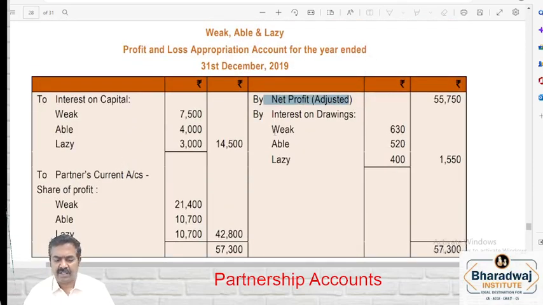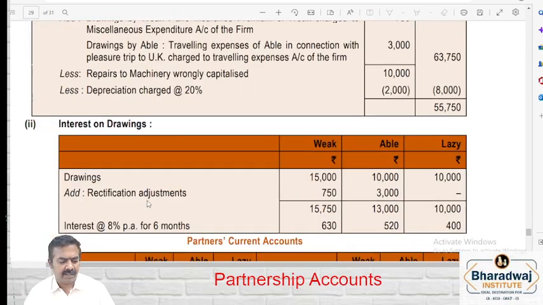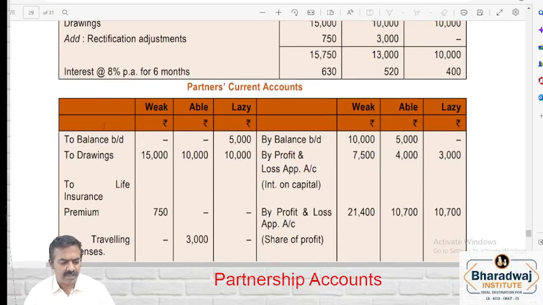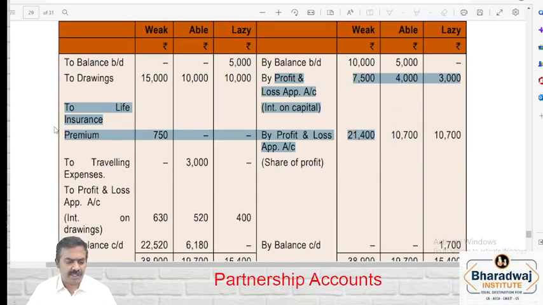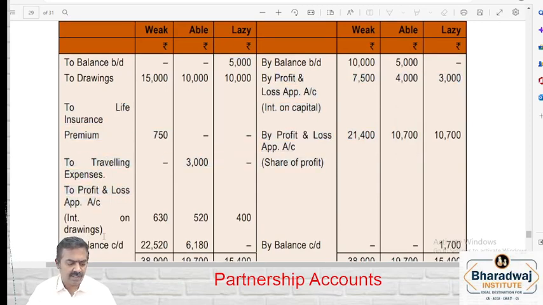Net profit after adjusting this one, interest on drawings to which one? Interest on capital. There is no salary, no commission, nothing. Then the balance would have been shared amongst partners. They would have prepared the interest on drawings workings, 8% per annum for 6 months on the money. Then they would have prepared the partners' current account. Two partners will have a credit balance, one partner a debit balance. They would have recorded interest on capital, share of profit, drawings, then interest on drawings, then worked out the closing balance.